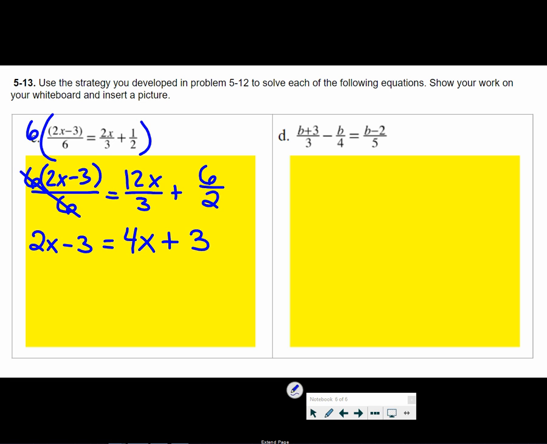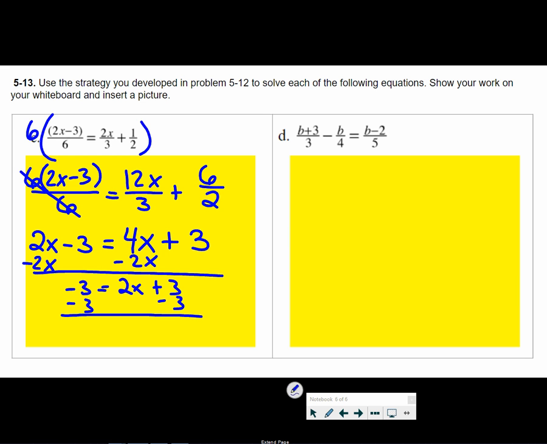So then I'm going to subtract 2x from both sides. And negative 3 equals 2x plus 3. Subtract 3. Negative 6 equals 2x. And divide by 2. x equals negative 3. And then the last one we did during class, the common denominator is going to be 60.